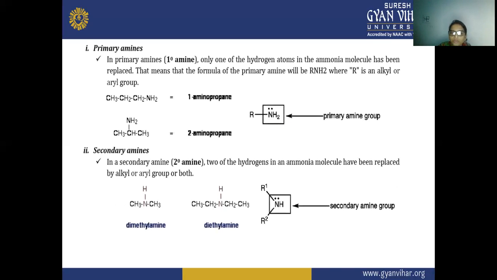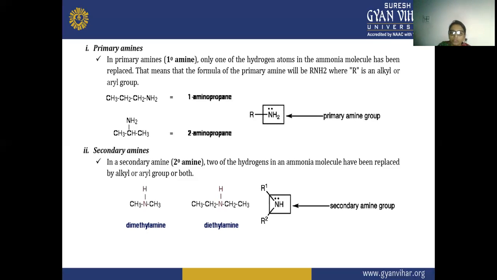Next are the primary amines. So what are primary amines? In primary amines, only one of the hydrogen atoms in the ammonia molecule has been replaced. That means the formula for the primary amine will be RNH2, where R is an alkyl or aryl group. There is only one hydrogen atom in the ammonia molecule that has been replaced.